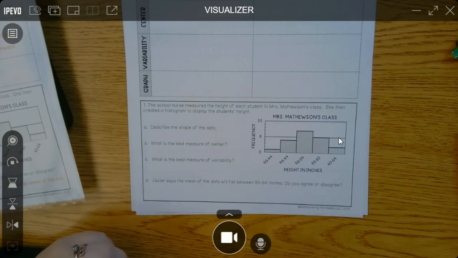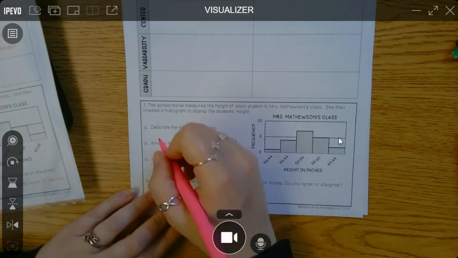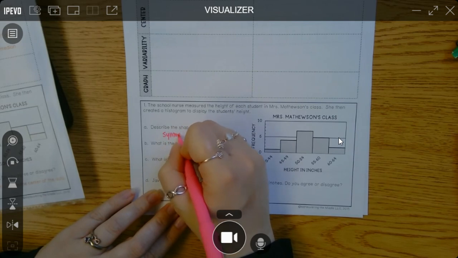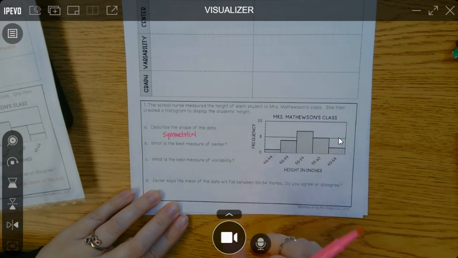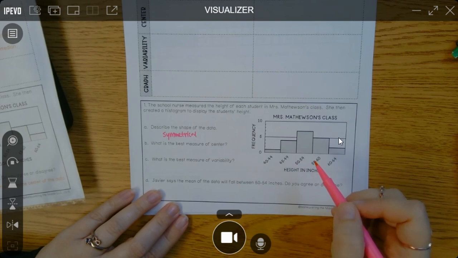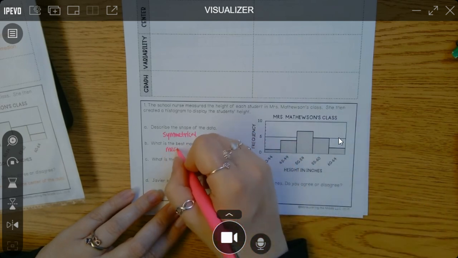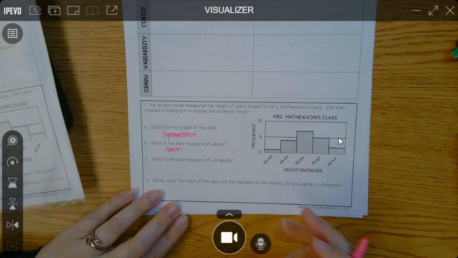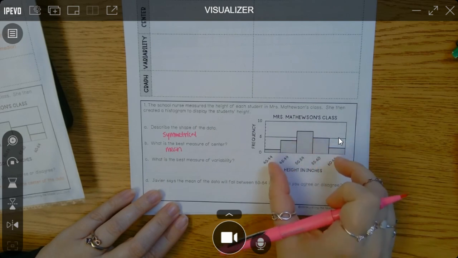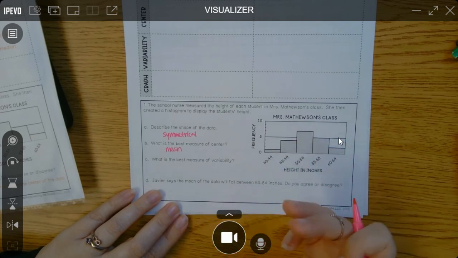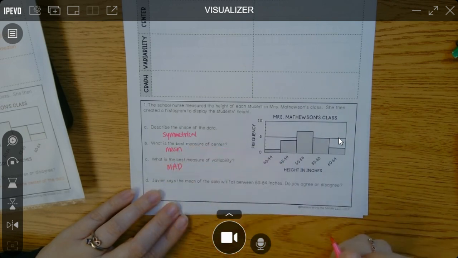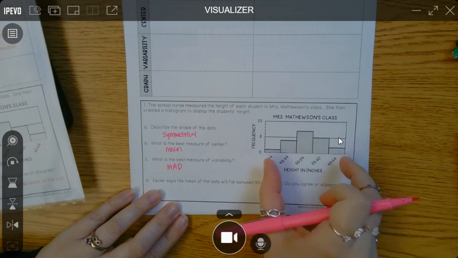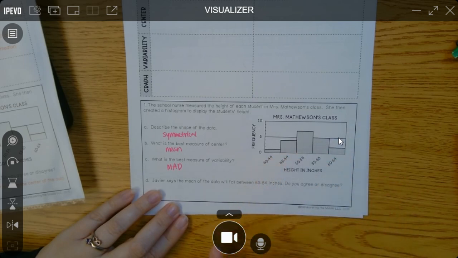Okay, but what would you say about the shape of this? Yeah, I would say it's symmetrical. It's not perfectly symmetrical like that dot plot we drew, but here's the center and then it goes down on either side. It's pretty much symmetrical. The best measure of center, if it's symmetrical, is what? Yeah, the mean value. And then because it's fairly close together, the best measure of variability would probably be your MAD value. You wouldn't want to use the extreme edges. It's about how close everything is to the mean value.